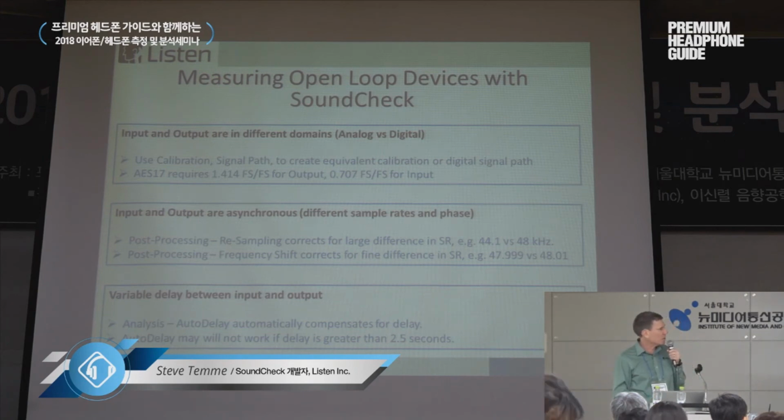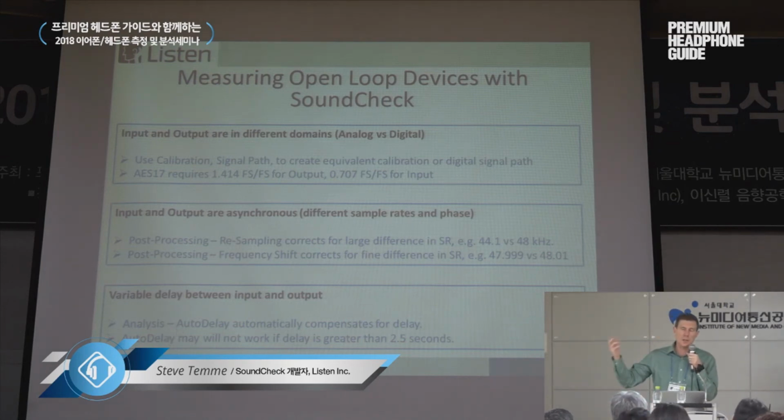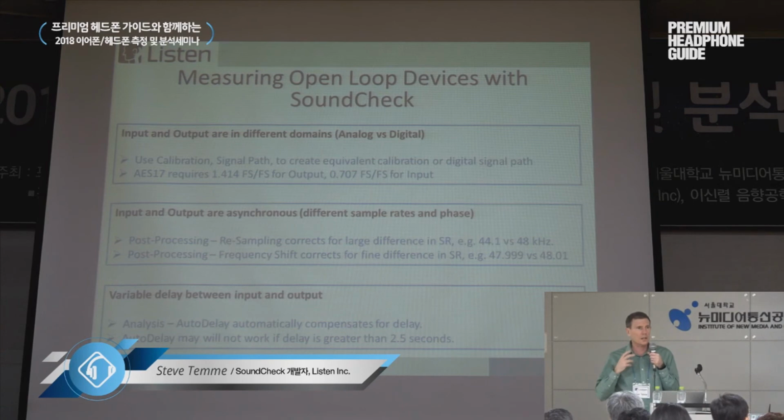And then in SoundCheck, we have something called auto delay. Auto delay is a smart cross correlation where it compares the input and output signal. And if there's any latency, like in Bluetooth, it could be 200 milliseconds, it will automatically subtract that out.